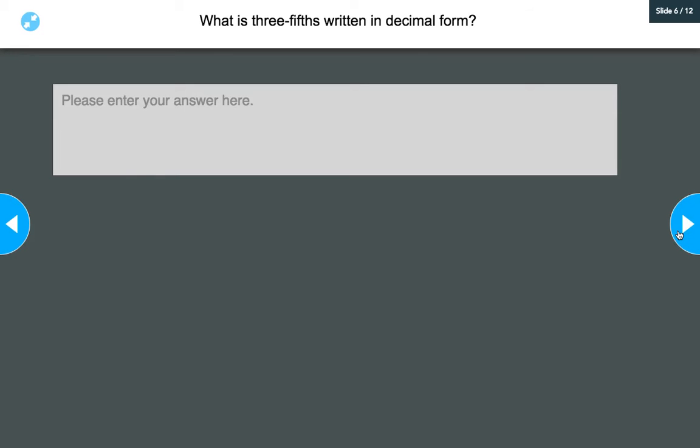What is 3/5 written in decimal form? Just work that out on your paper. Which number has a greater value, 3/4 or 4/10?